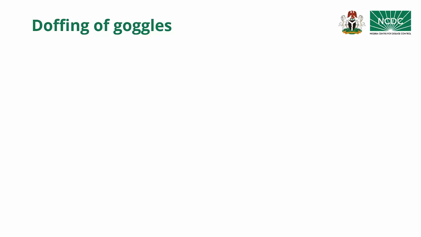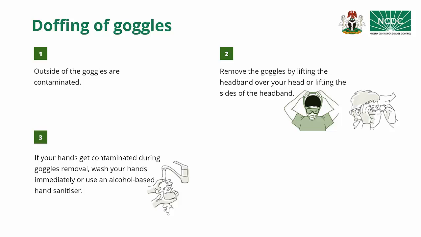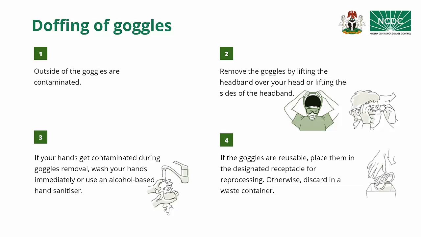To doff goggles. First, note that the outside of the goggles is contaminated. Please do not touch it when doffing goggles. Remove the goggles by lifting the headband over your head or lifting the sides of the headband. Again, if your hands get contaminated during goggles removal, wash your hands immediately or use an alcohol-based hand sanitizer. If the goggles are reusable, place them in a designated receptacle for reprocessing. Otherwise, discard in a waste container.